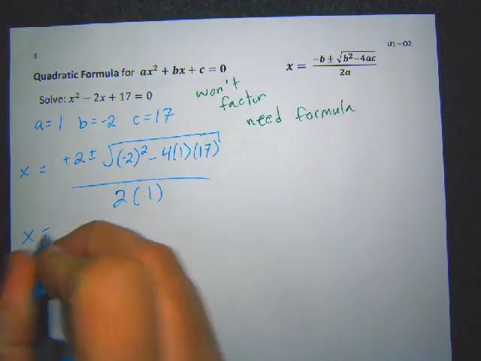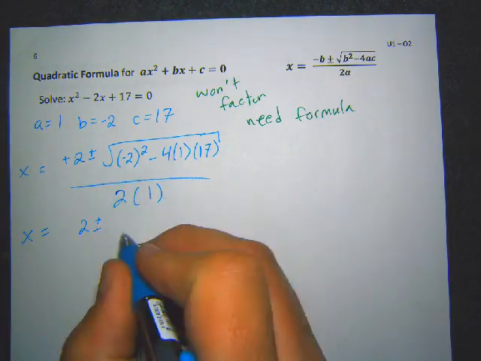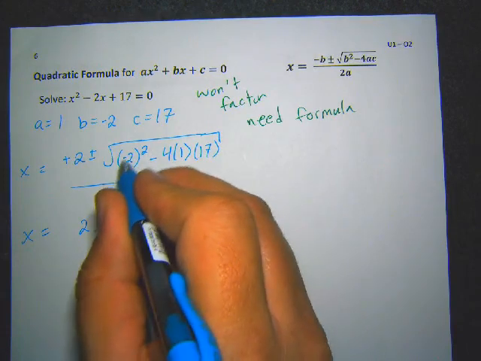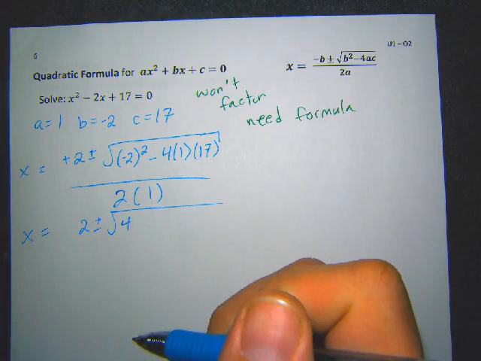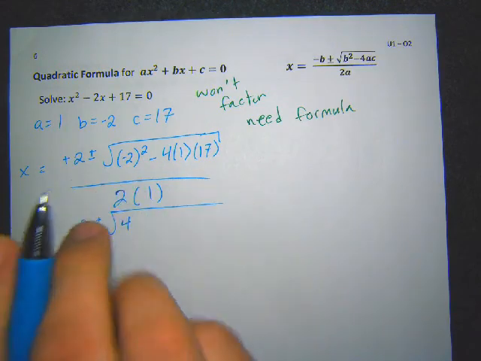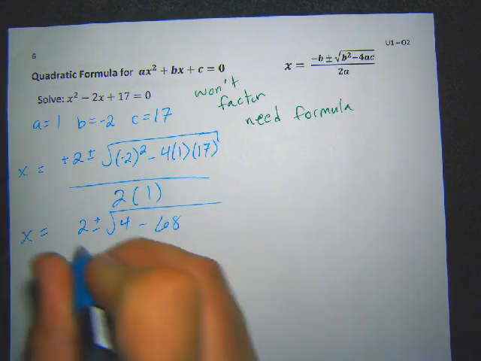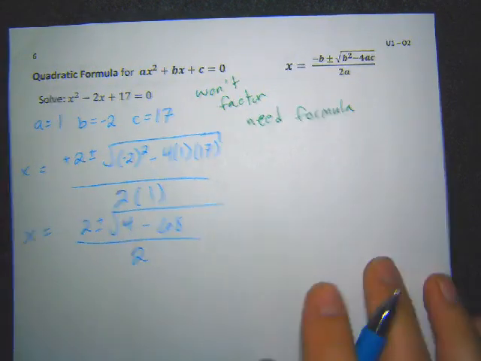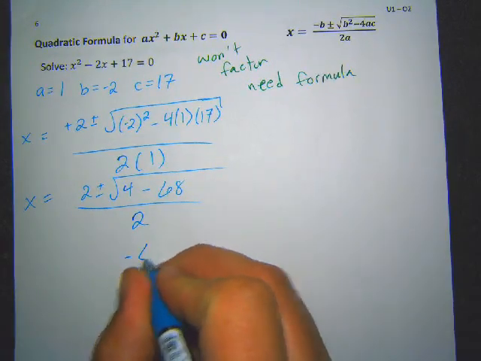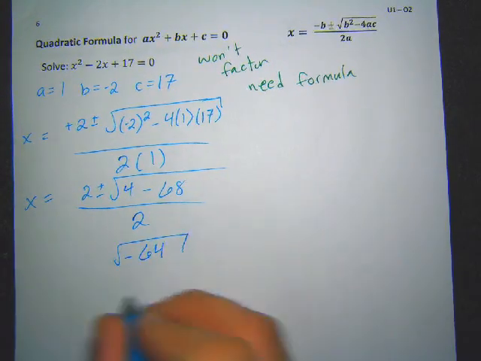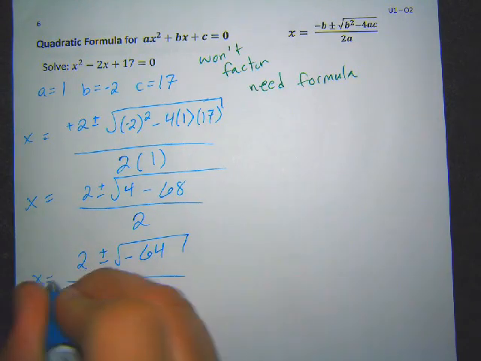Okay, next step. 2 plus or minus, it's positive 2, so I'm just going to write 2. Square root, negative 2 squared we said is positive 4, so it's just 4. 4 times 1 is 4, times 17, that gives me 68, so it's minus 68. On the bottom, I want 2 times 1, which is 2. Now I can do my subtraction, 4 minus 68, which gives me a negative 64 under the square root. Still plus or minus, still 2 on the top, and still 2 on the bottom. So that didn't change.